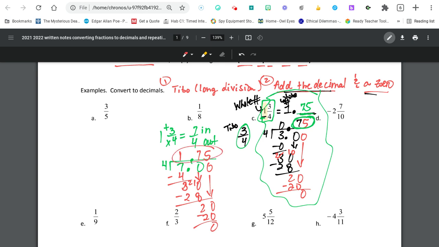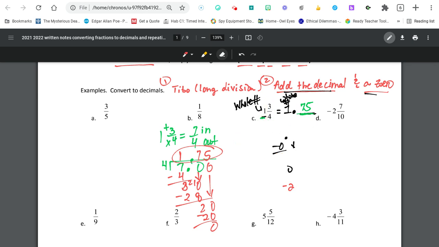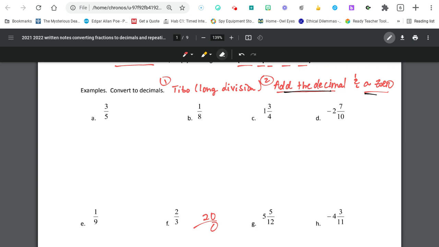So I can get 1 and 75 hundredths that way. And again, this is terminating. I get a remainder of 0. But I prefer to keep the whole number. But again, it's totally up to you. All right, let's take a look at D.